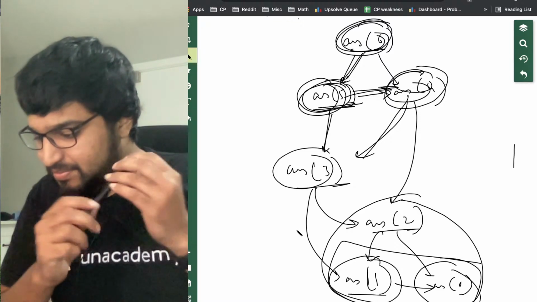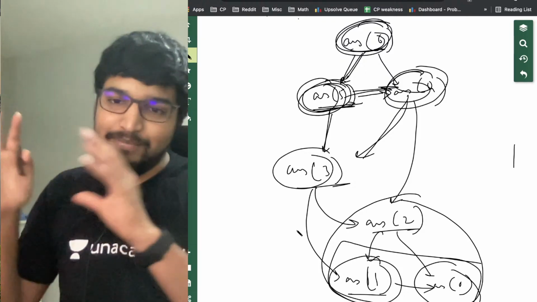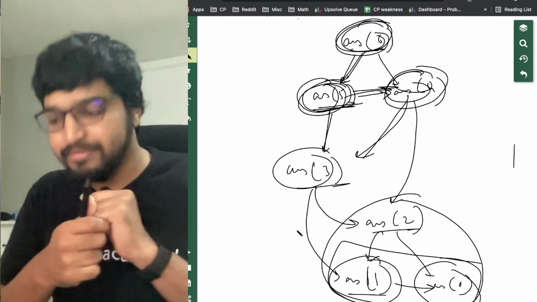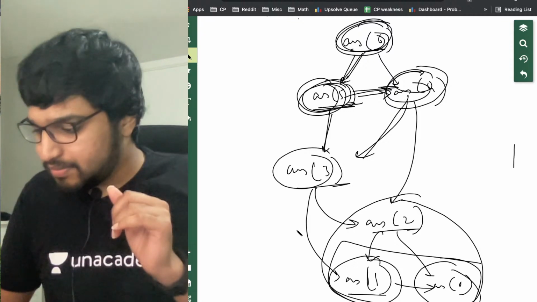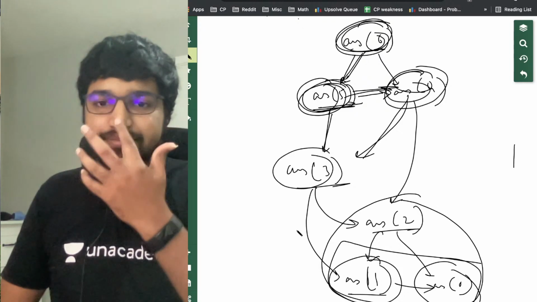Alright? Is the DAG structure clear? I'll keep bringing up the DAG structure multiple times. Okay? Is this clear so far?